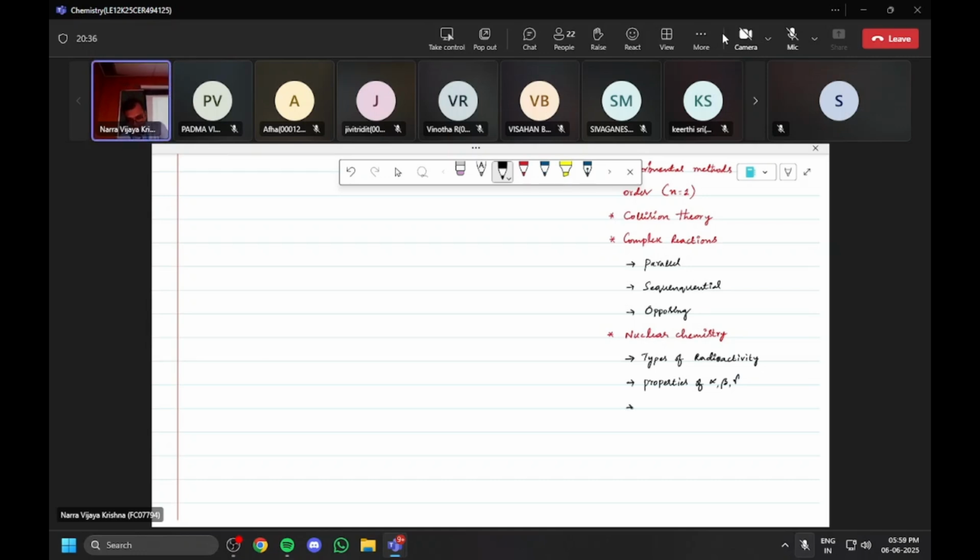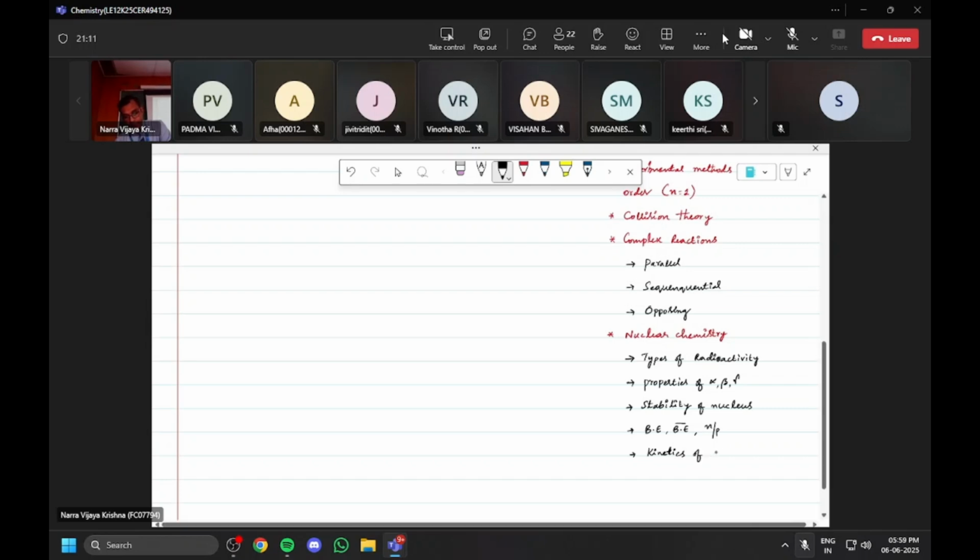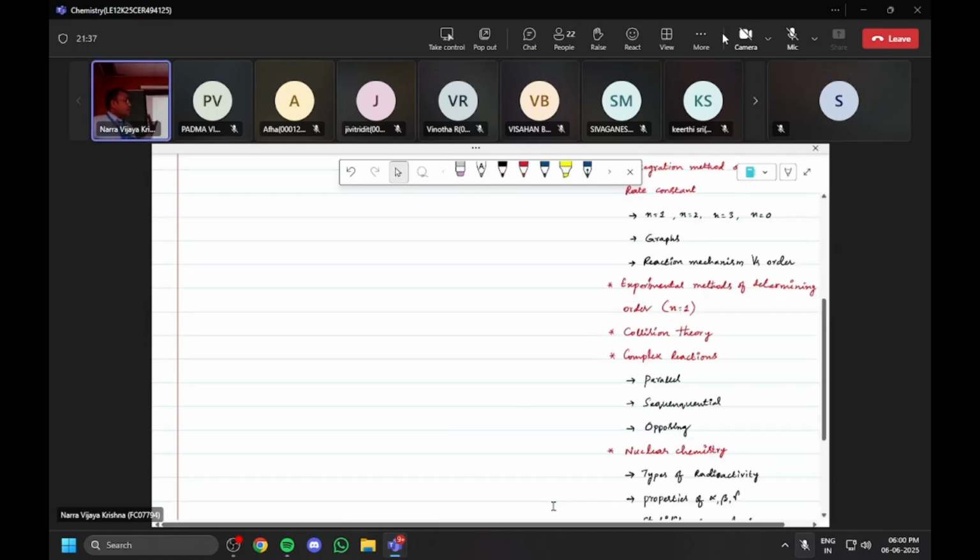And then we will study regarding stability of nucleus. There we will see about binding energy per nucleon, N by P ratio. Then we will see about kinetics of nuclear reactions. Then applications of radioactivity. Right? So these are the topics of this chapter.